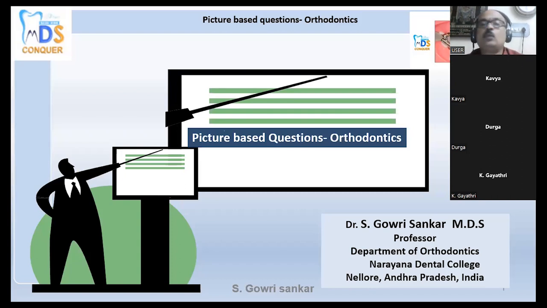Now, we are going to discuss the image-based questions that are given in different entrances, and what can be expected from the questions which were given already and which can be given in future entrances, that is, in 2023, the nearest examination which you are going to take. I think a very good number, around 250 members, have come for picture-based questions in orthodontics.